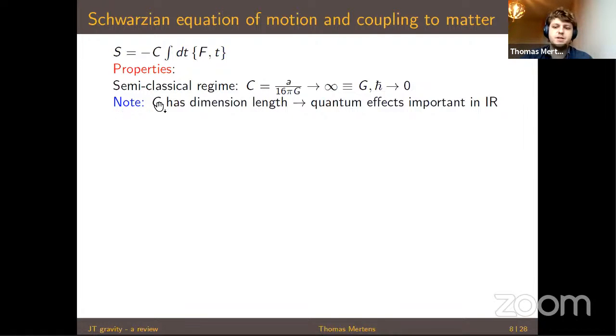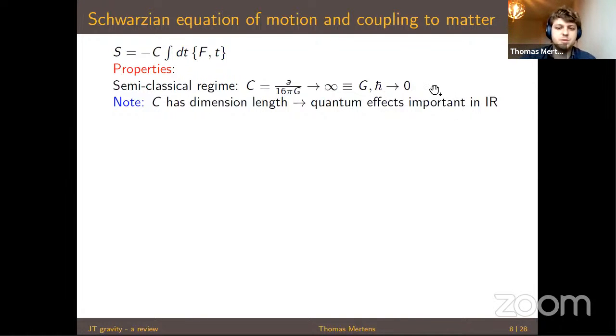I should also mention here that this big C coupling constant has the dimensions of length. The 2D Newton constant is dimensionless, but this A that we chose to define our boundary condition has a dimension of length, giving big C a dimension of length, which means that just by power counting renormalizability, we expect quantum effects in this model to be important in the IR, not in the UV, but instead at very long times and at very long distances.